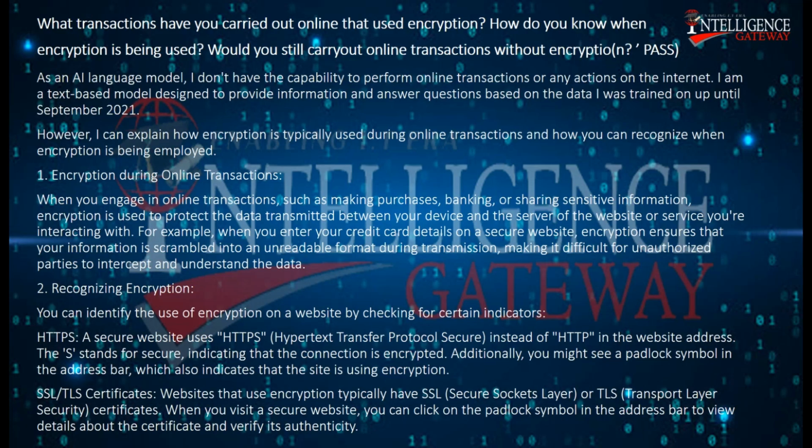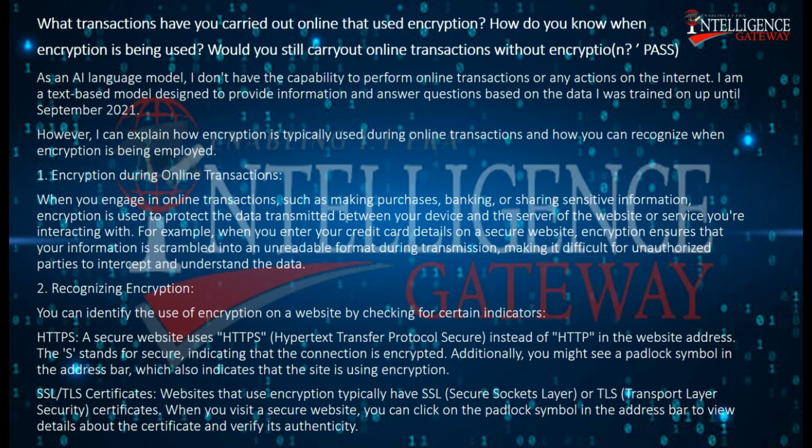When you engage in online transactions, such as making purchases, banking, or sharing sensitive information, encryption is used to protect the data transmitted between your device and the server of the website or service you're interacting with. For example, when you enter your credit card details on a secure website, encryption ensures that your information is scrambled into an unreadable format during transmission, making it difficult for unauthorized parties to intercept and understand the data.